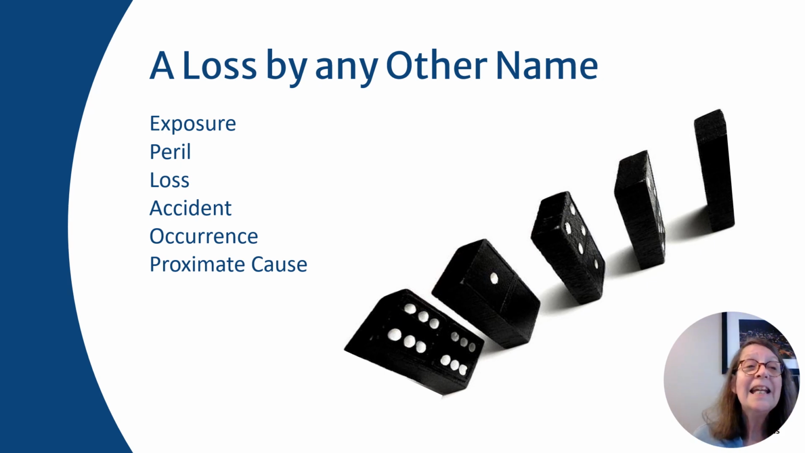Occurrence is an accident, including injurious exposure to conditions which results in property damage or bodily injury neither expected nor intended by the insured. Proximate cause, the risk covered under the policy that sets the events causing the loss into motion, just like dominoes.